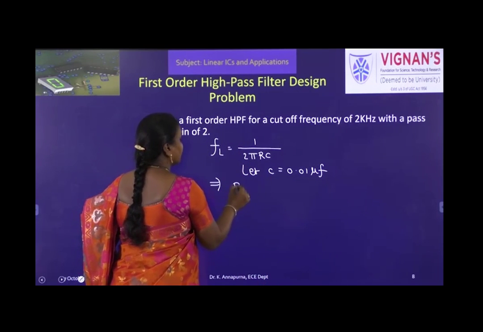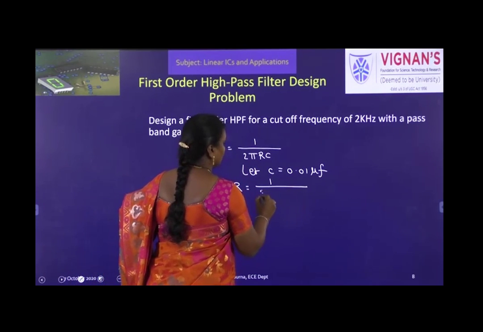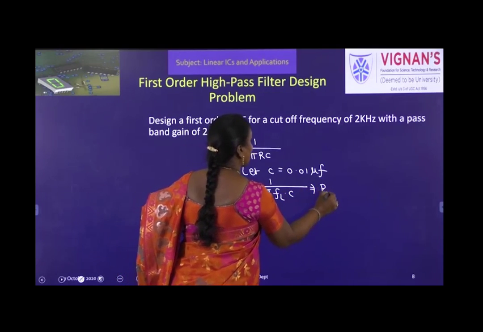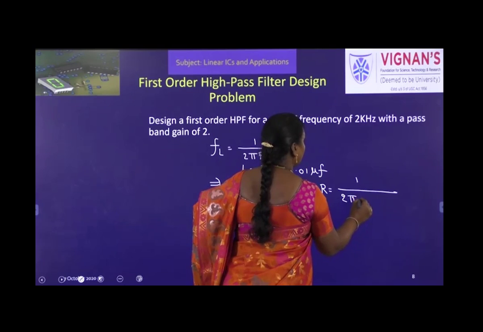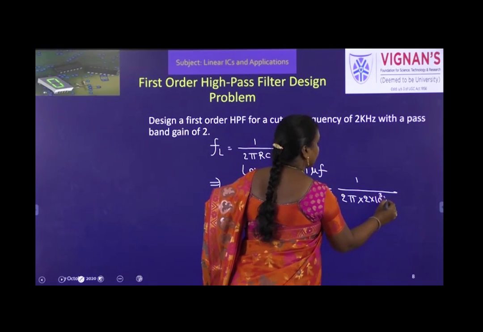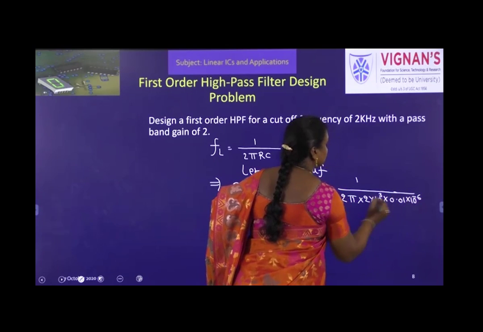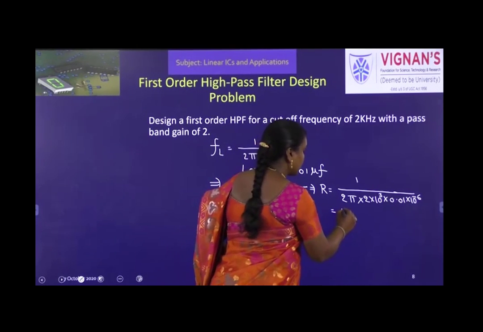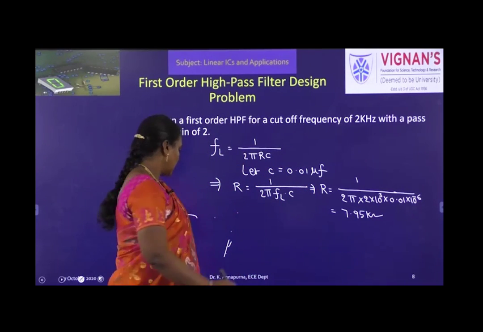So from this, what is the R value? R is equal to 1 by 2 pi FL into C. This implies R is equal to 1 by 2 pi. What is FL given? 2K. That is 2 into 10 power 3 into C is 0.01 microfarads. Micro means 10 power minus 6. So how much value did you get? It is 7.95 kilo ohms. Okay, two values are over.